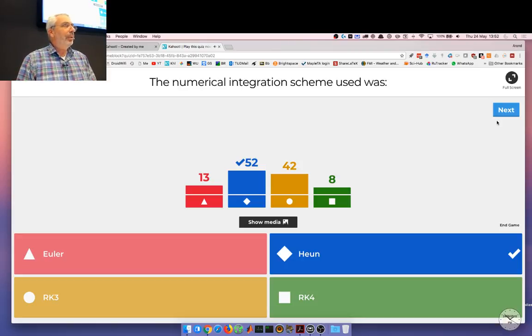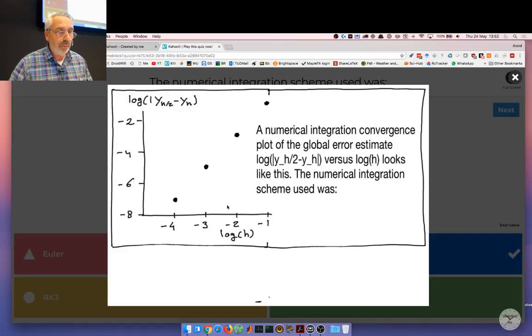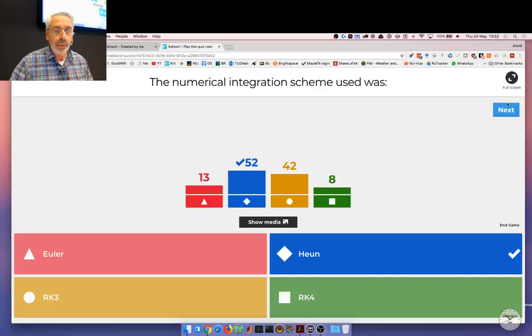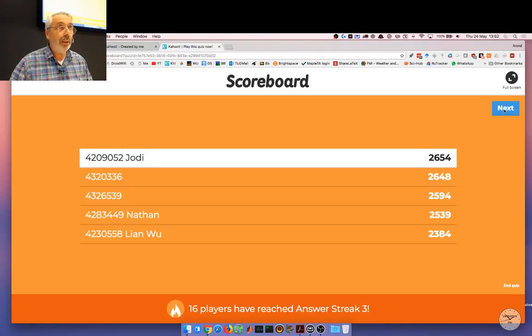So I think 3 weeks ago the answer was RK3. Of course now I changed the assignment a little bit. The local truncation error is order 3 and the global one is then order 2, and we see this order 2 in the media. For one unit here it goes down 2 units here. Okie dokie.